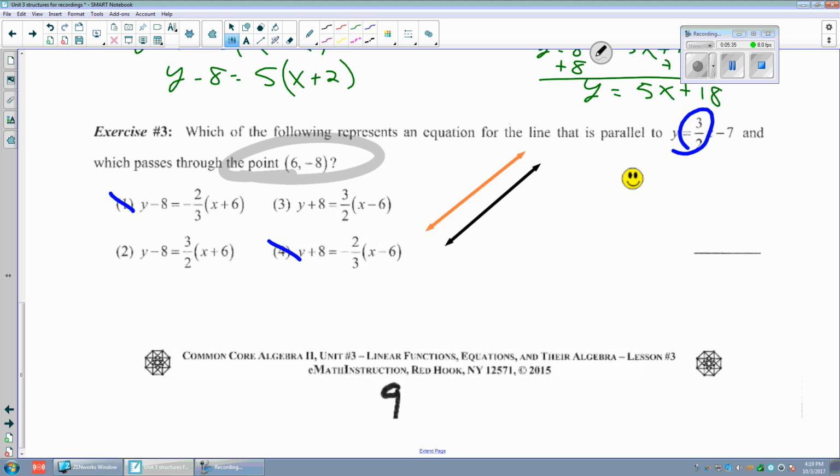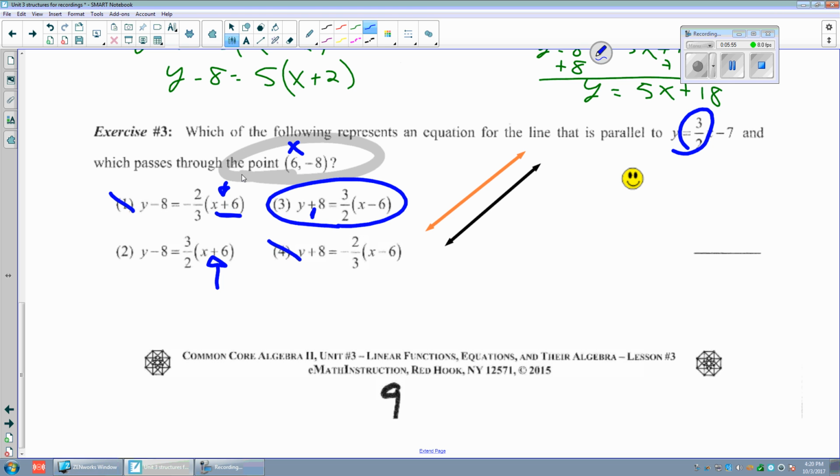Read the rest of the question. It passes through the point 6, negative 8. That's the x spot. New has a plus. Okay, anyway, that one's gone anyway.